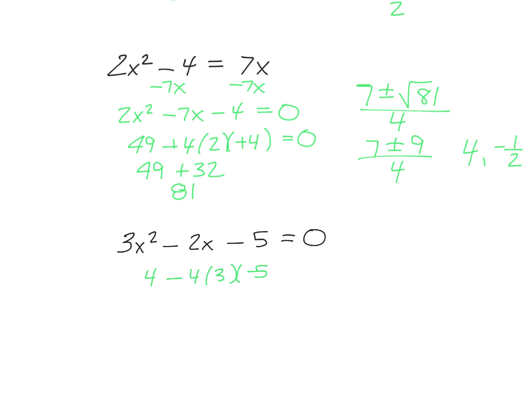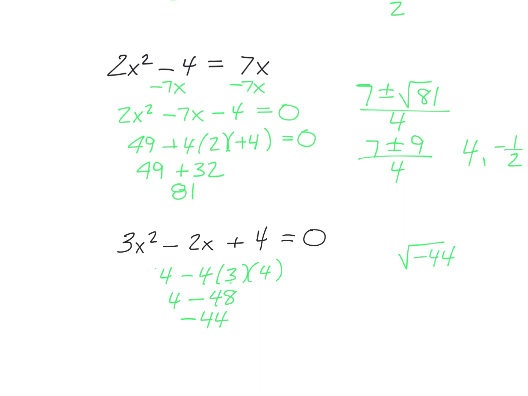Let's change this a little bit. And let's make this a positive 4. So now if I find my discriminant, it would be 4 minus 4 times 3 times 4, which is 4 minus 48, which is a negative 44. Now that is not a perfect square.